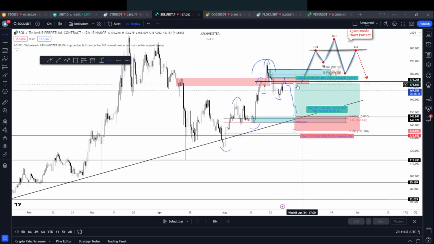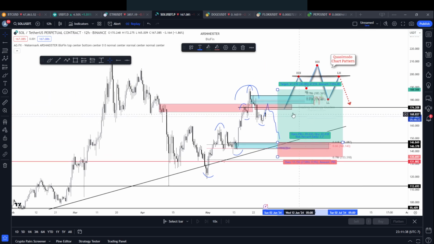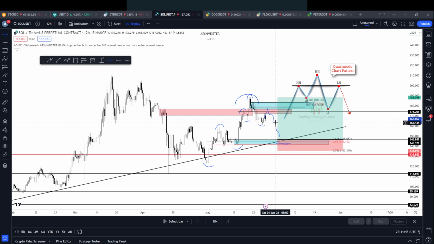Okay, and then if it does come back down, it doesn't matter how high I draw this. You're taking profits at levels of resistance or whenever you're happy with it. So TPs are to be determined, but that's what I'm looking for on Sol. Okay, one more high into here.